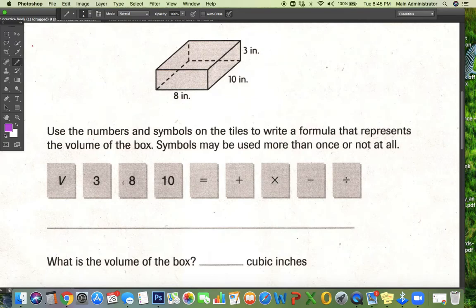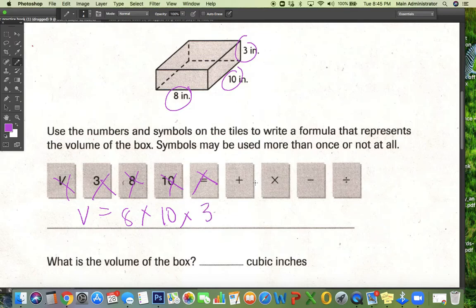to find the volume, right? So volume is length times width times height. So I'm going to go V equals length times width times height. Use that, right? And it doesn't matter what order you put these three numbers in. Now I have to find the volume of the box. I will say 8 times 3 is 24, and 24 times 10 is 240.